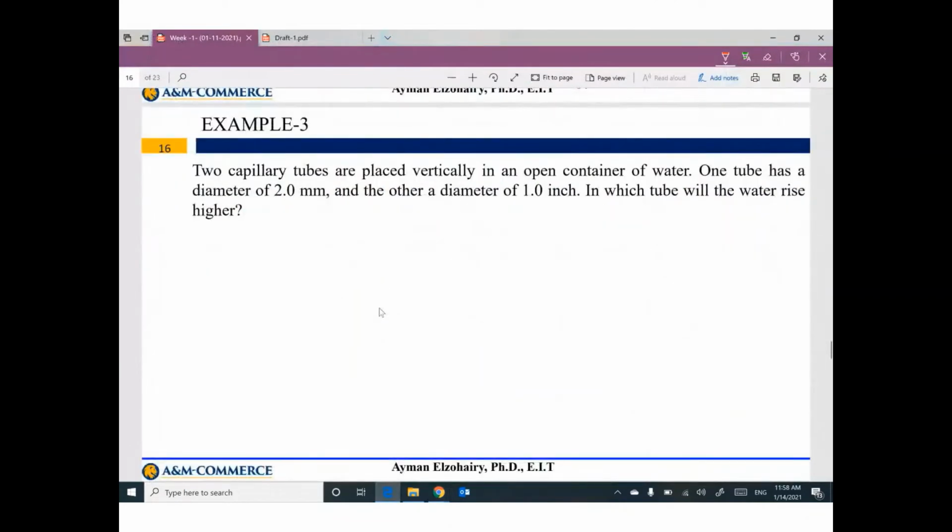We have another example. This example was included in the exam for last year. We have two capillary tubes placed vertically in an open container of water. One tube has a diameter of 2 inch, not millimeter, it's 2 inch. And the other one has a diameter of 1 inch. In which tube will the water rise higher?